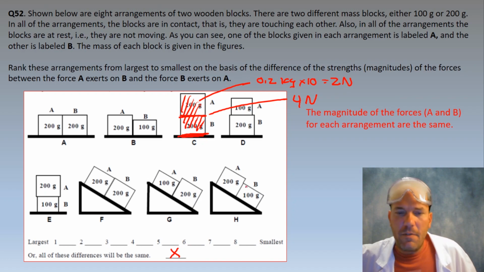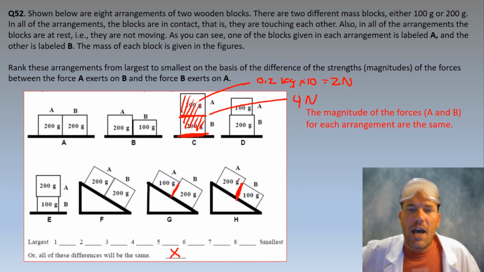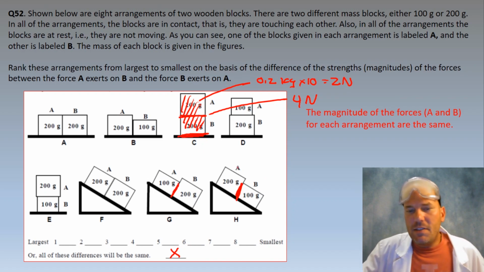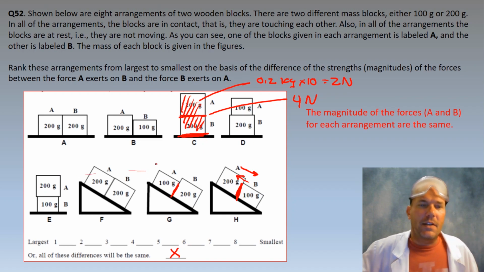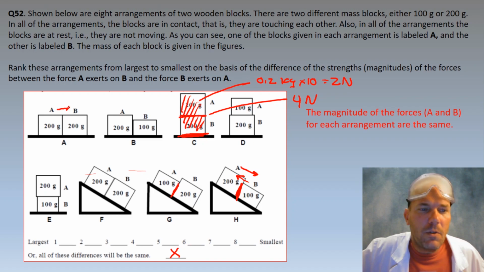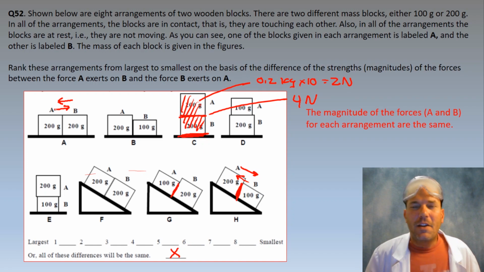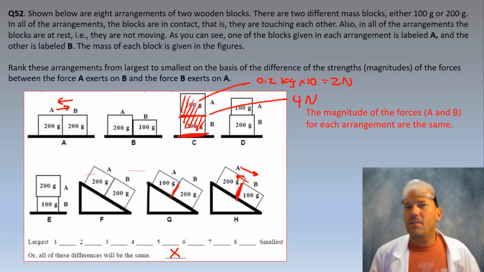And you can go through every single scenario, no matter what the force is. Force A on B, well, the force B on A will be the same, just opposite direction. So if one is down and parallel to the incline, the other one will be up and parallel to the incline. If one is to the right, then the other is going to be to the left, but of the same magnitude. Okay, so all of these arrangements are the same. And that takes us through the entire Unit 2 problem set. So I'll see you guys in class.